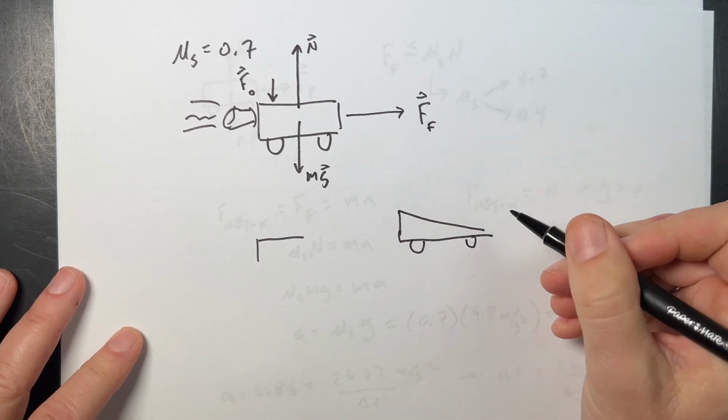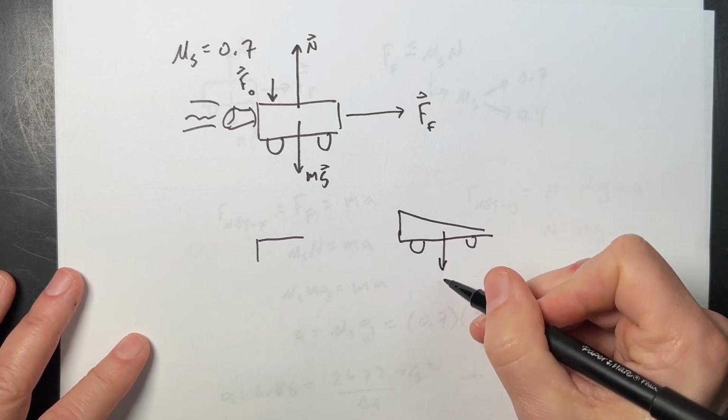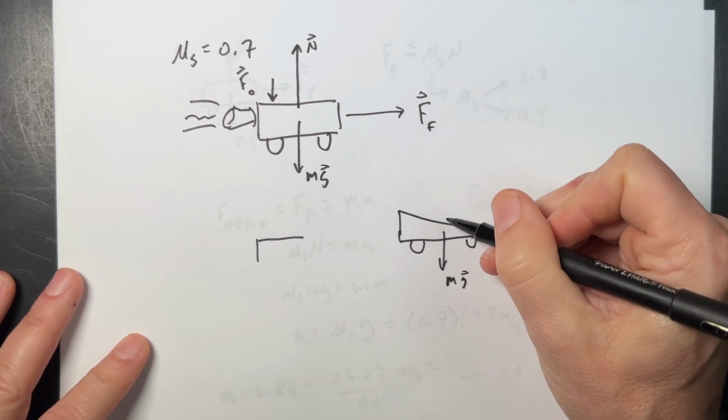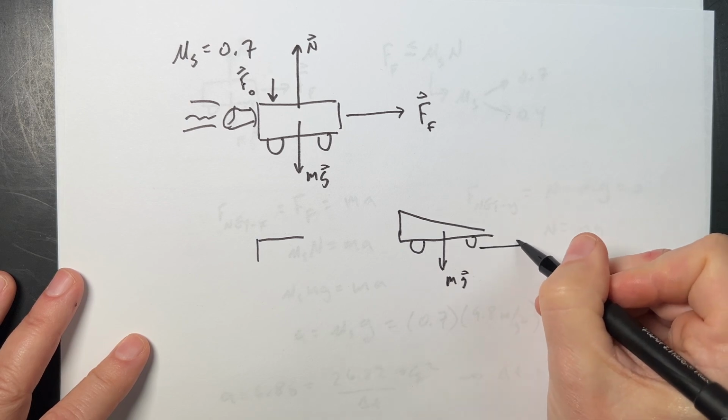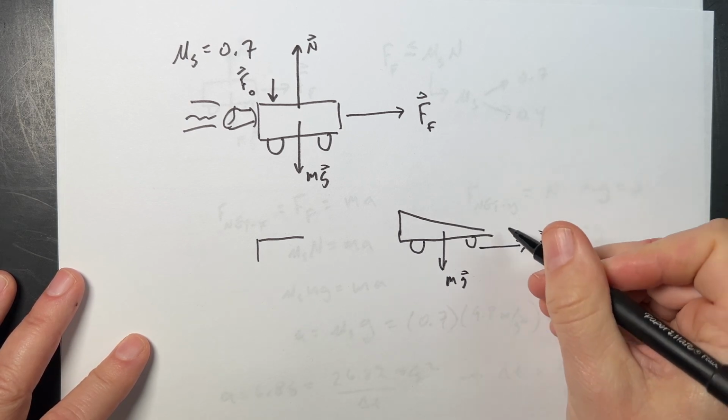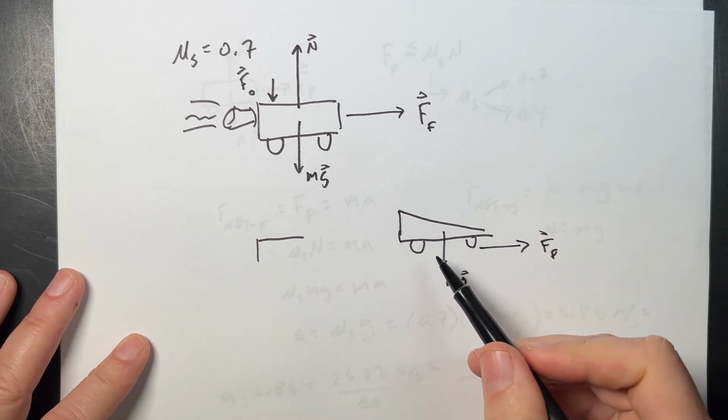And it's moving along with some speed. I have the downward gravitational force, mg. I have the upward normal force. I have the friction pushing it forward. And then I have this interacting with the air.